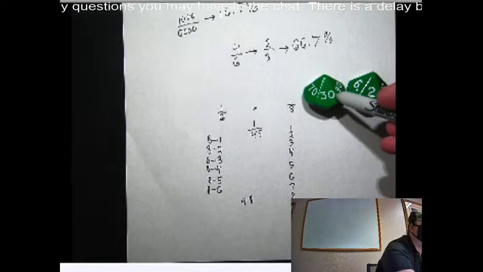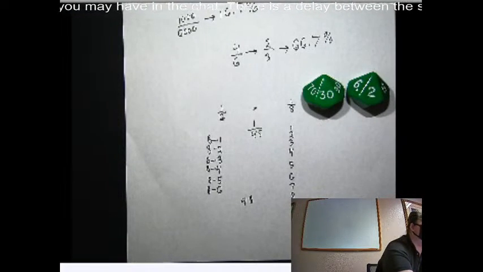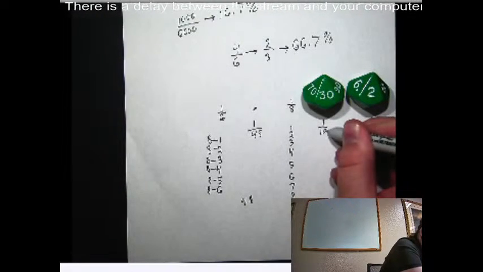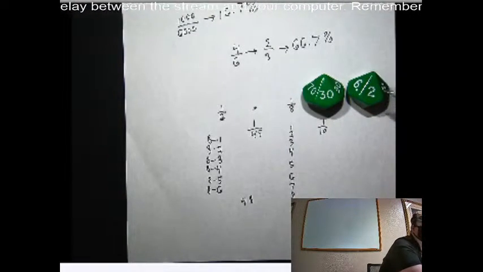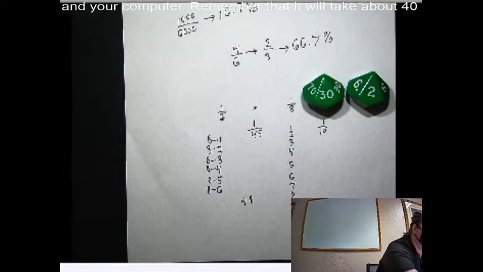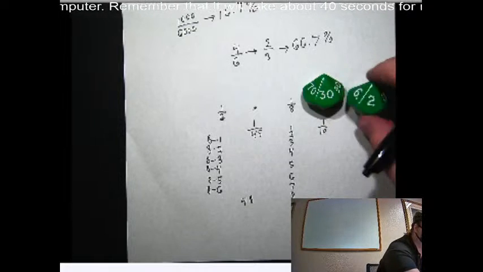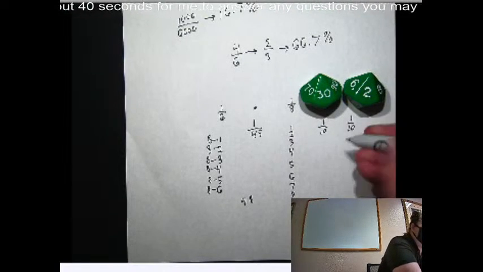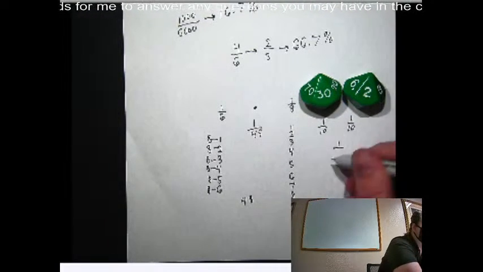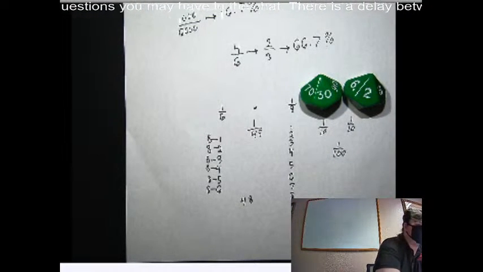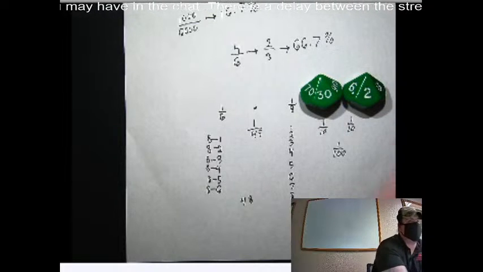Well, what is the probability of rolling a 30 on this die? There's 10 sides. 1 out of 10. And what's the probability of rolling a 2 on this die? Well, it's still 10. Yeah, so it's also 1 out of 10. So multiply that. 1 times 1 is 1. 10 times 10 is 100. Good. So it's a 1 out of 100 chance, which makes sense.